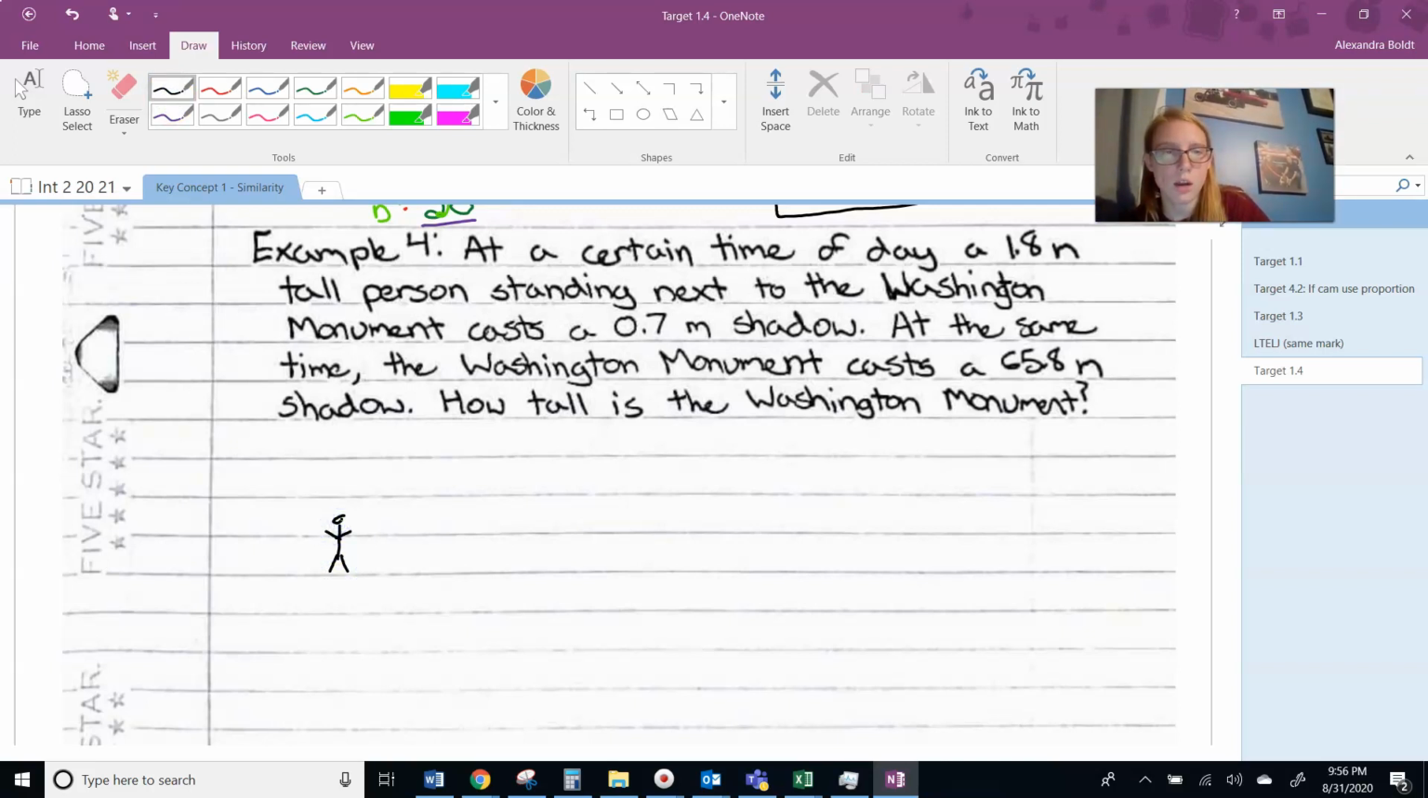And then shadows are on the ground. It's a big thing. A lot of times we try to put shadows in the air. Your shadow's always on the ground. Okay.